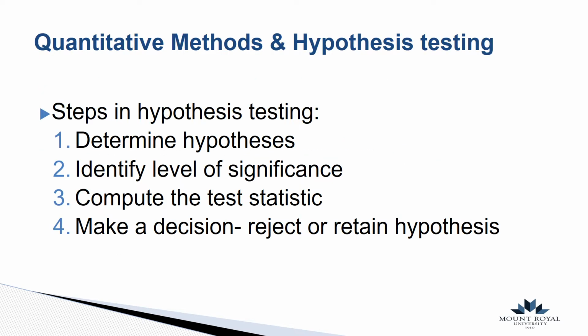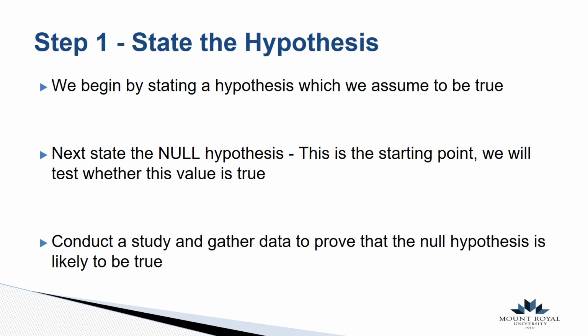For quantitative methods and hypothesis testing, there are 4 steps, and we're going to work through each one of these steps individually. We're going to determine the hypothesis. We're going to identify the level of significance that we set for this particular study. We're going to compute the test statistic, and then we're going to make a decision. Do we reject or retain the hypothesis? That's going to be based on the results of hypothesis testing. So let's get started with step 1, stating the hypothesis.